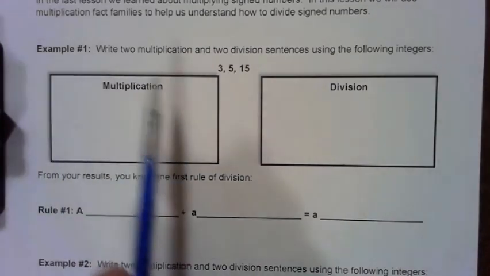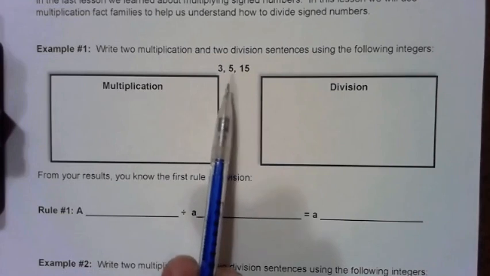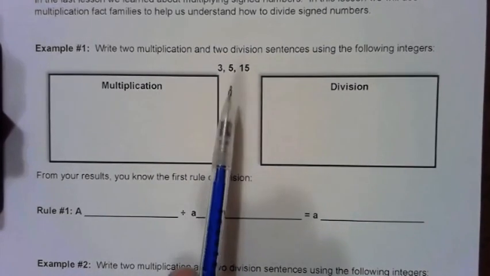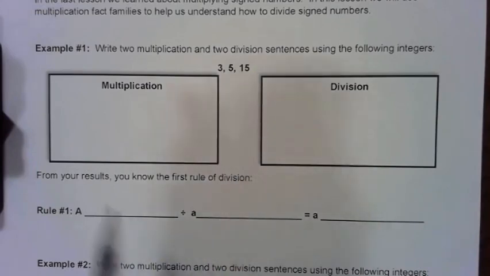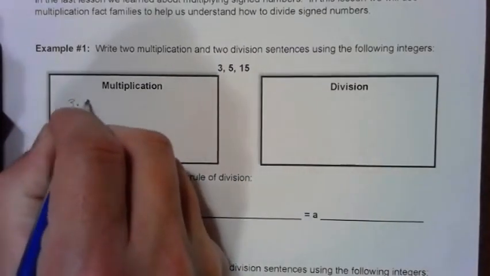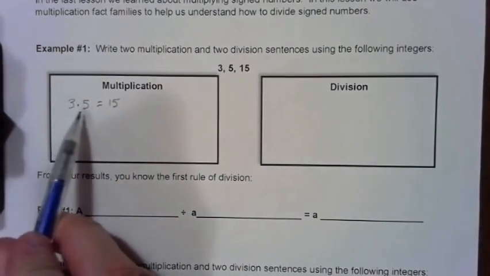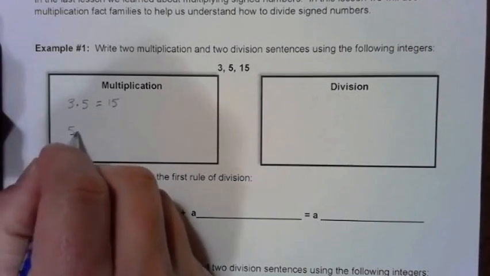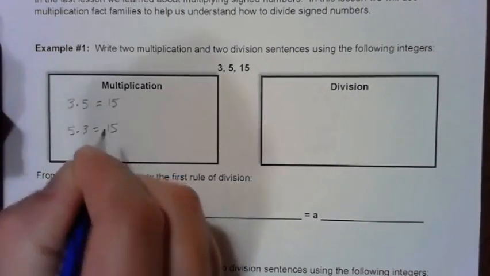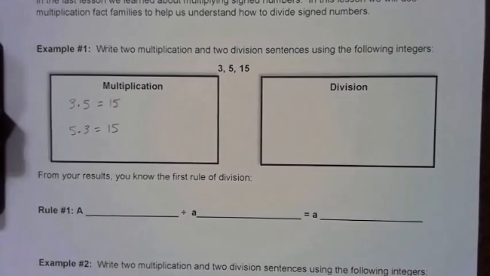In our first example, the fact family that we're going to use is 3, 5, and 15. I can make two true multiplication sentences from these three numbers, namely that 3 times 5 is 15, or I could use the commutative property here and say that 5 times 3 is 15. Both of those are true multiplication facts.